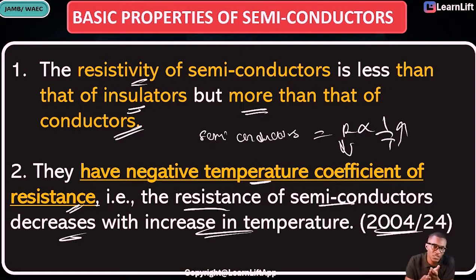Everybody, what's the first property of semiconductor? The resistivity of semiconductor is less than that of insulator, but more than that of what? Conductor. And we said they have a negative temperature coefficient. That means the resistance of semiconductor decreases with increased what?